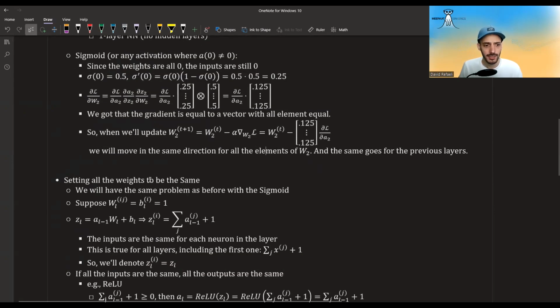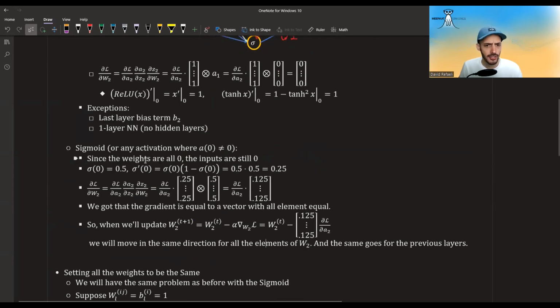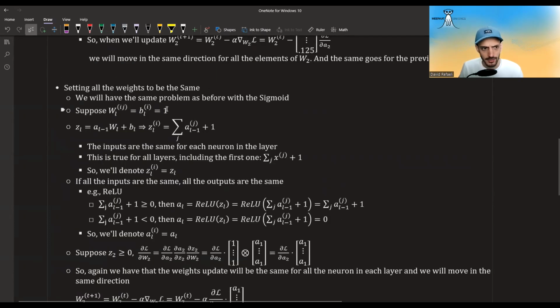In fact, it will be exactly what will happen if we don't initialize the weights to 0, but instead initialize them to some other constant. So suppose we're initializing everything to 1. Well, the inputs to each layer will just be the sum over the outputs of the last layer plus 1. Okay, if we look at a single element of the next layer, it will just be the sum over all the inputs in the last layer plus 1.